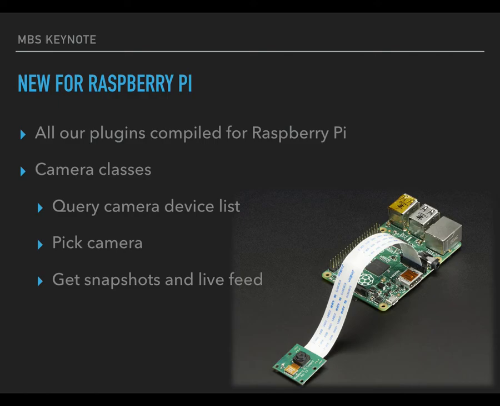Then I got classes for Raspberry Pi. So all the plugins can be used on Raspberry Pi, which can be very handy to deploy a web app written in Xojo on a Raspberry Pi and use the plugins for whatever, PDF or SQL, whatever you need. And specifically for the Raspberry Pi, I made a camera class, which allows you to take pictures from the optional camera you can get. So you can enumerate which cameras are available on the system, what features they have. You can pick one of them or two. You can get a snapshot, so you can take a picture, or you can get a live feed, usually in a lower resolution. So you can show a live preview of the picture and then have a button to take a snapshot.